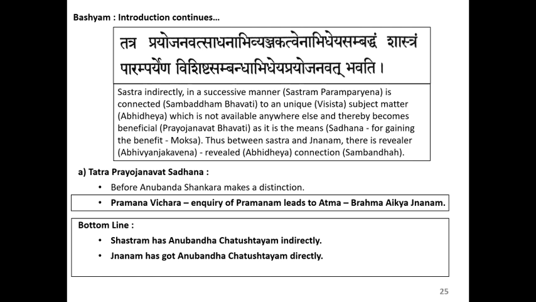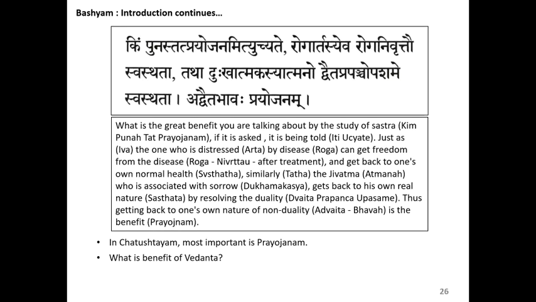And what are the 4 factors? Number 1 is Vishaya. Vishaya means subject matter. The second factor which Shankara takes up here is Prayojanam. What is the benefit of study? These are the 2 factors he focuses on, out of the 4 factors of Anubandha Chatushtayam.